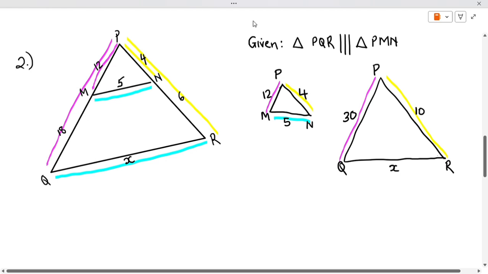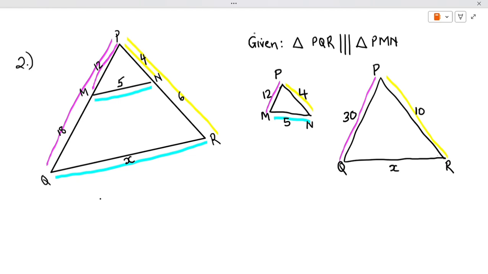So let's look at what we're given. We're given the purple, so we can go straight to PQ over PM equal to, and we're looking for the unknown. We've started with the bigger triangle, PQ. So we're going to go QR over MN. So PQ is 30 over PM, which is 12, equal to QR, which is X, over the smaller one, which is 5.